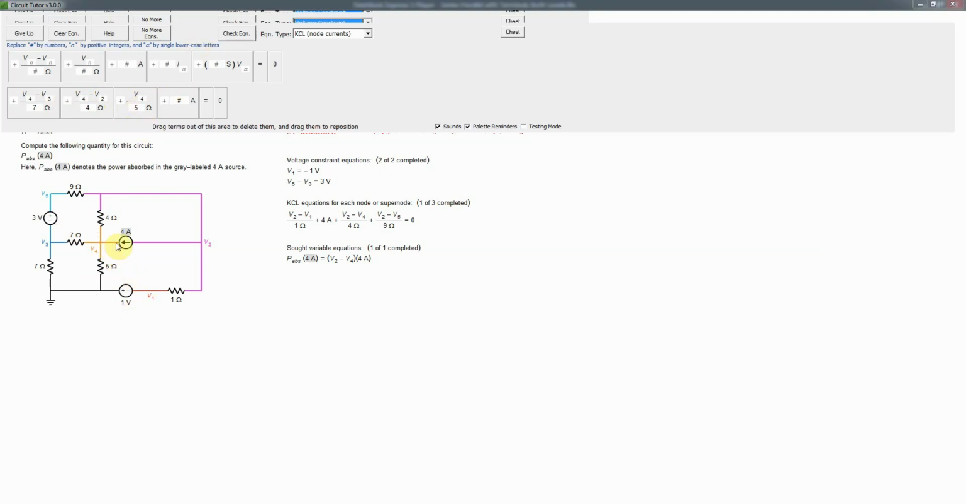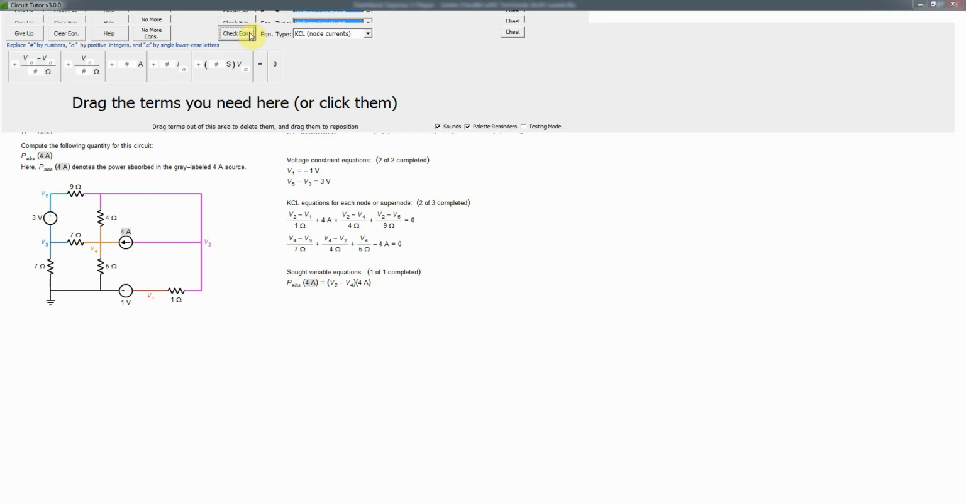And then the current leaving through the 4 amp source, well, that's actually a negative 4 amps, isn't it? Because the 4 amps is actually entering. So that has to have a minus sign. So if we check that, that'll be correct. And so now we're done with node 4. And node 5, well, that's also connected to a voltage source. So we can't write a KCL equation.